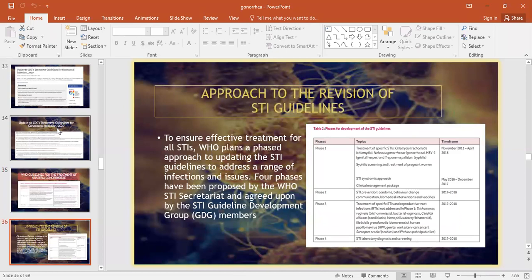WHO plans a phased approach to updating the STI guidelines to address a range of infections and issues. Four phases have been proposed by the WHO STI Secretariat and agreed upon by the STI Guideline Development Group members. Phase one includes the treatment of specific STIs like Chlamydia trachomatis, Neisseria gonorrhoeae, herpes simplex, and Treponema pallidum. Phase two includes STI prevention, condoms, behavior change communication, biomedical interventions, and vaccines. Phase three includes the treatment of specific STIs not included in phase one. And phase four includes STI laboratory diagnosis and screening.